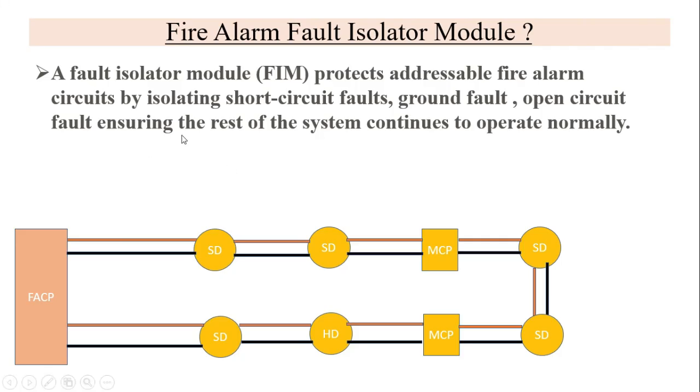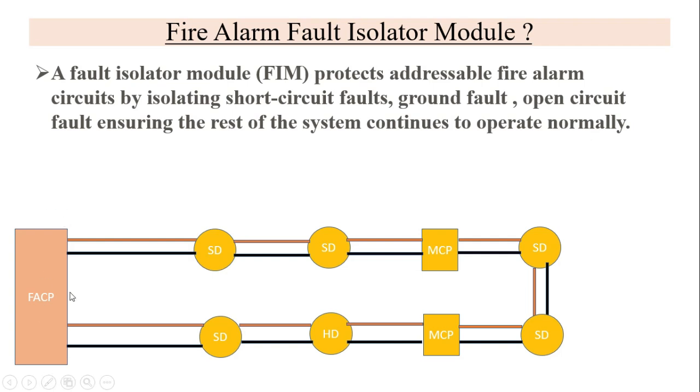So basically this is the isolator module which protects from short circuit fault, ground fault, open circuit fault when they occur in the loop or SLC circuit. It also protects the loop cards and even fire panels from these faults occurring in the loop circuits. So what is short circuit fault, ground fault and open circuit?